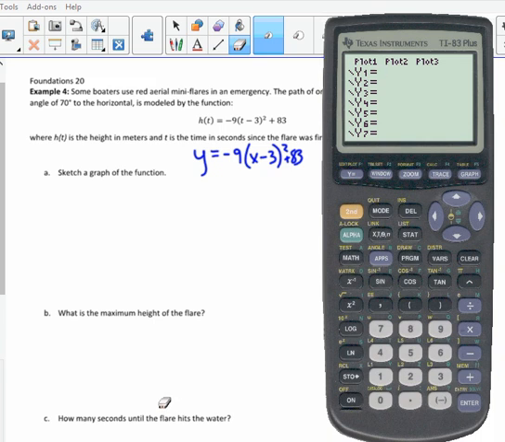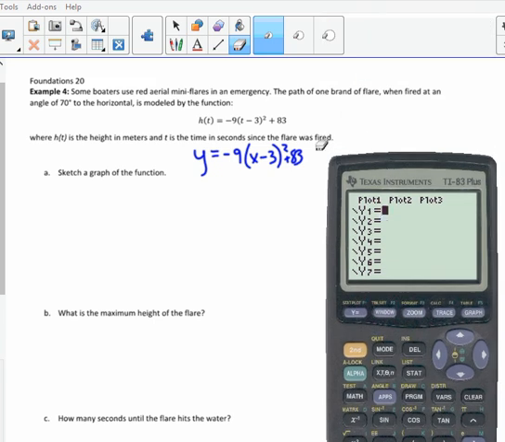So example 4 for 7.2. Some boaters use red aerial mini flares in an emergency. The path of one brand of flare when fired at an angle of 70 degrees to the horizontal is modeled by the function h of t equals -9 times t minus 3 squared plus 83. So don't let that confuse you.